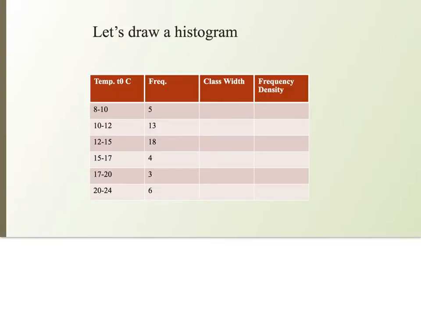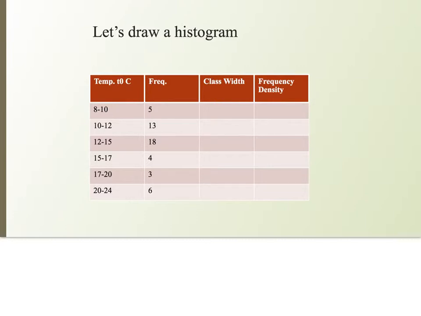So here I have some data. Let's assume that over this length of time we were checking to see what the temperature is for I don't know how many days. So let's interpret this data. Let's just say that for 5 days the temperature was about 8 to 10 degrees. For 13 days the temperature was about 10 to 12 degrees, and so on. 18 days the temperature was about 12 to 15 degrees.